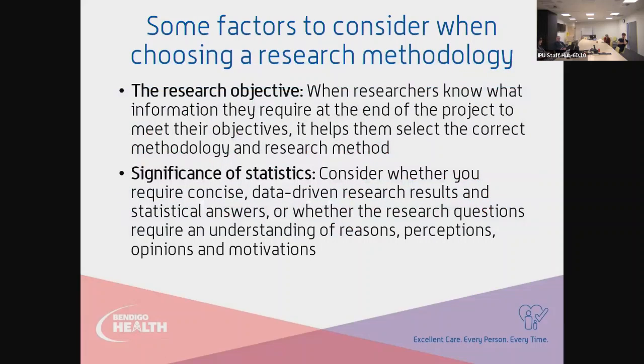So when you're considering which research methodology to use, there are just a few factors that can help with that decision. When researchers know what their real objective is, then they know what information they'll require at the end of the project to meet their objectives. So it helps select the correct methodology and method. So really going back to the objectives of the research, is it the what, when, and how, or is it the whys? The significance of statistics: consider whether you really do require concise, data-driven research results and statistical answers, or whether the questions require more an understanding of the reasons, perceptions, opinions and motivations of people.